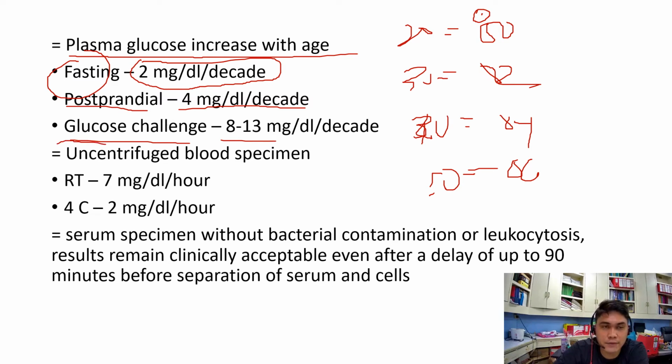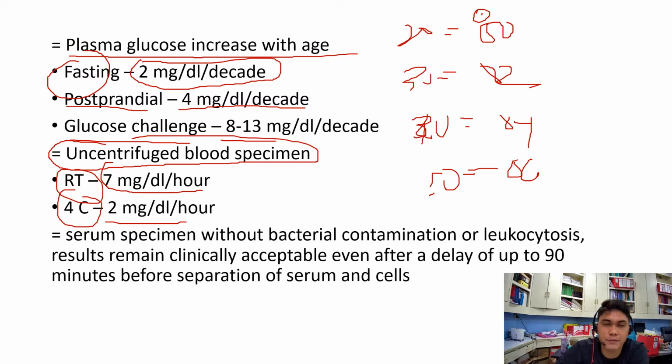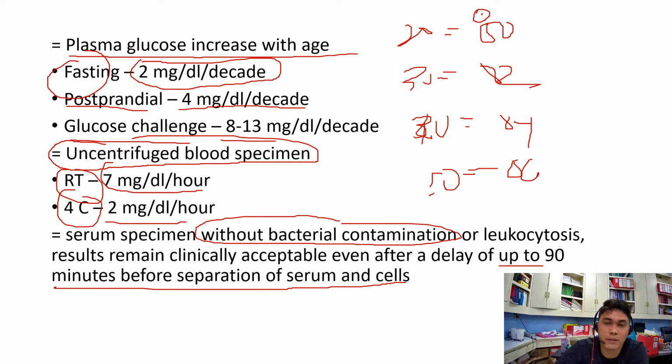For the decrease, for uncentrifuged blood specimen, the decrease at room temperature is 7 mg per dl per hour. And at 4 degrees Celsius, it's 2 mg per dl per hour. So a serum specimen without bacterial contamination or leukocytosis, results remain clinically acceptable even after a delay of up to 90 minutes before separation of serum and cells. But we need to process the specimen immediately or as soon as possible in order to avoid a false decrease, because we will not know if there's a presence of bacterial contamination or leukocytosis. Okay.